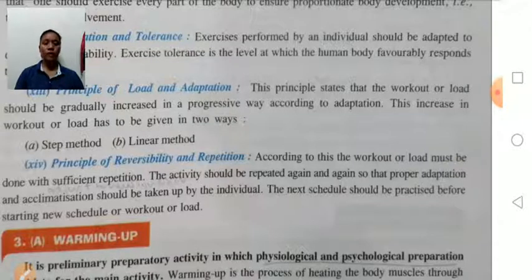Total body involvement. The training program should involve the total body. Principle of load and adaptations. The workout or load should be gradual, that is, increase the load only after the adaptations of the previous load. Principle of reversibility and repetitions. The workout should be repeated again and again for its perfection. These are the principles.